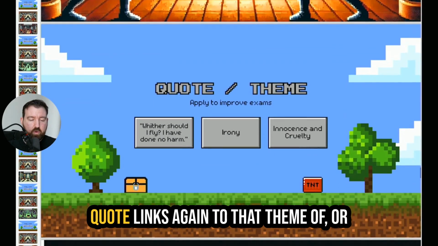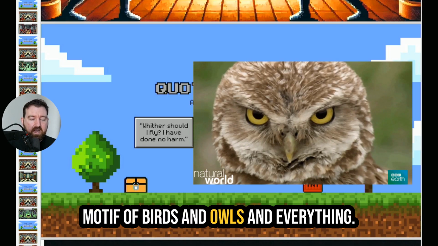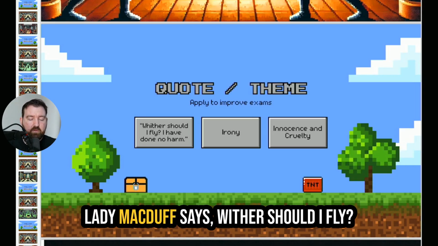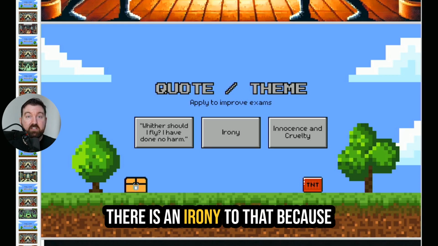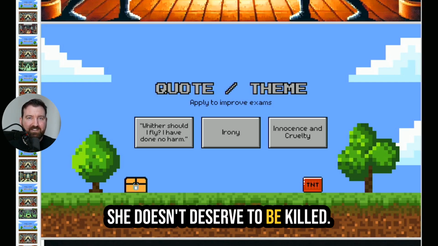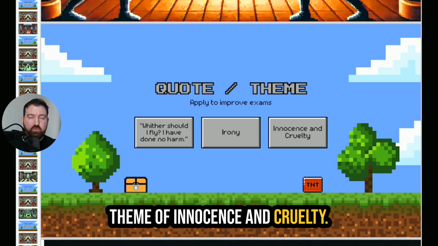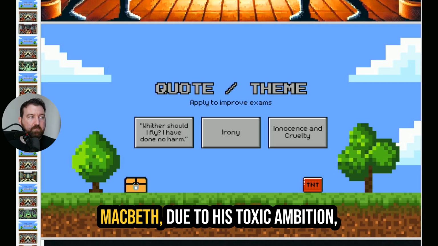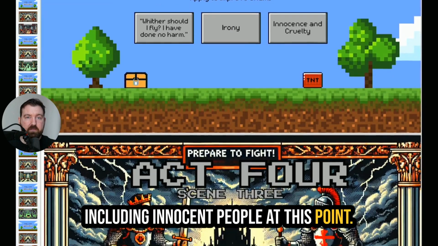The major quote links again to that theme, or motif, of birds and owls and everything. Lady Macduff says, "Whither should I fly? I have done no harm." There is an irony to that, because she's actually telling the truth. She is innocent. She doesn't deserve to be killed, neither does her son. But that then links to the major theme of innocence and cruelty, and the fact that unfortunately Macbeth, due to his toxic ambition, is going to kill whoever he has to, including innocent people at this point.